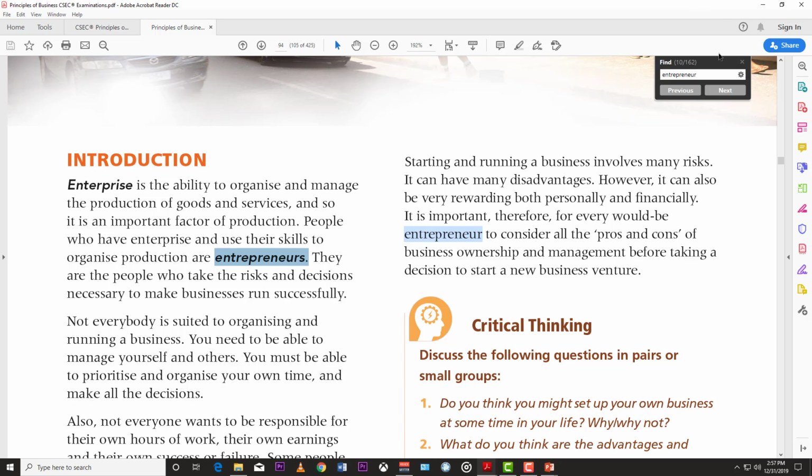So if you want to go with a textbook definition though, you have it here. Enterprise is the ability to organize and manage the production of goods and services, and so it's an important factor of production. Now, people who have enterprise and use their skill to organize production are entrepreneurs. They are the people who take the risk and decisions necessary to make business run successfully. So the entrepreneur is a person who undertakes the risk involved in starting their own business or starting a productive unit or something like that. That's an entrepreneur in a nutshell.